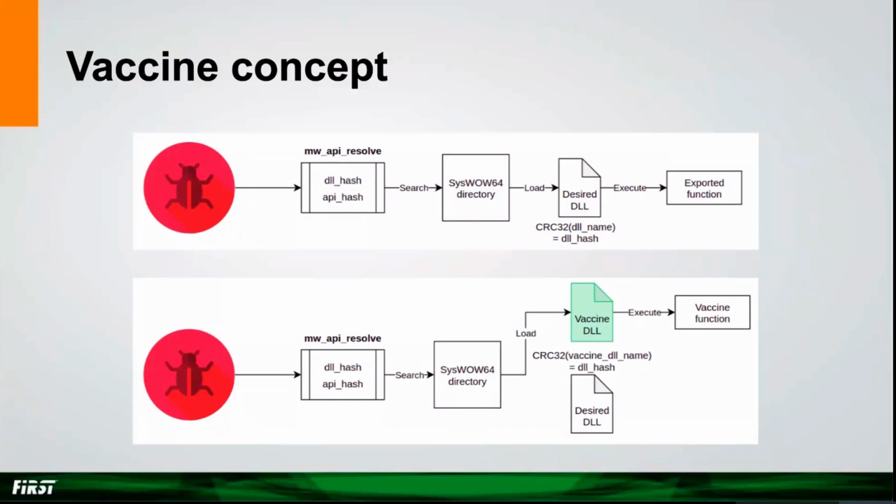CRC32 is a very small hash, using only 32 bits. It's very prone to hash collisions. So what we're going to do is to create another DLL with a different name, but the same hash. So when the malware tries to load the system DLL, it will load ours instead. And when it tries to execute any function on it, our vaccine code will be triggered. We can use that to sabotage Dridex, stopping the process or generating an alert.